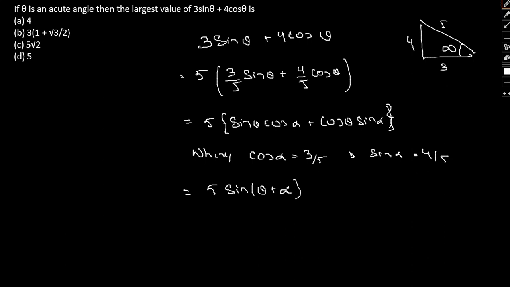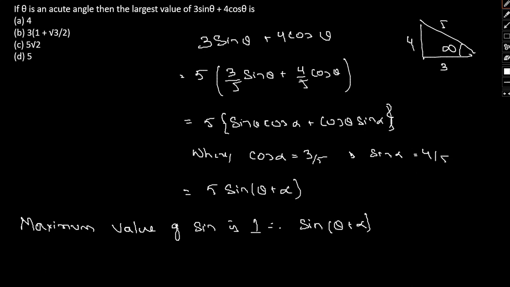With that said, if we talk about the maximum value, the maximum value of sine is always 1. Therefore sin of theta plus alpha, the max value, will always be 1. So the max value of this entire term will be nothing but 5 into 1, therefore 5. So the maximum value will be 5, that is, option D is the correct answer.